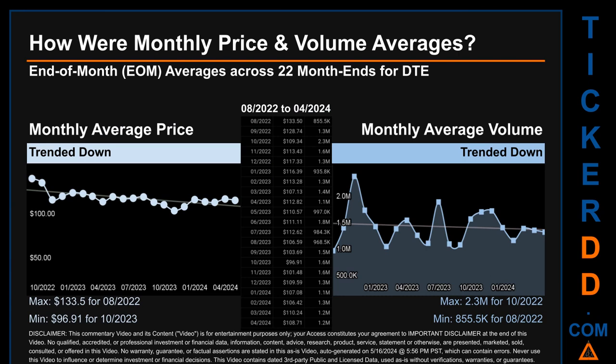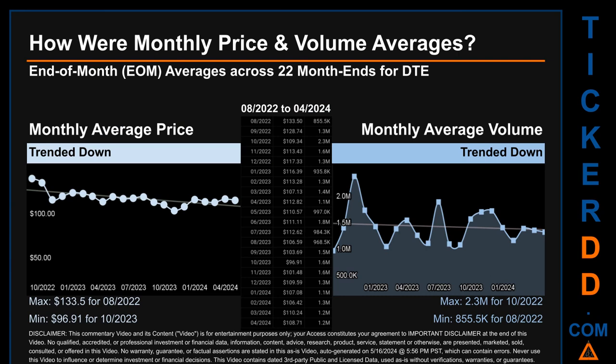How were price and volume averages for DTE? Across 447 trading days, there were a total of 22 month ends, of which monthly averages for daily price and volume were calculated. Overall, monthly price average trended down while monthly volume average trended down.